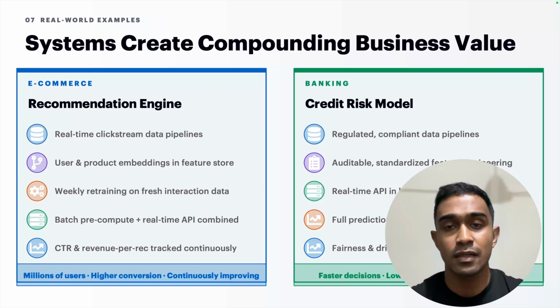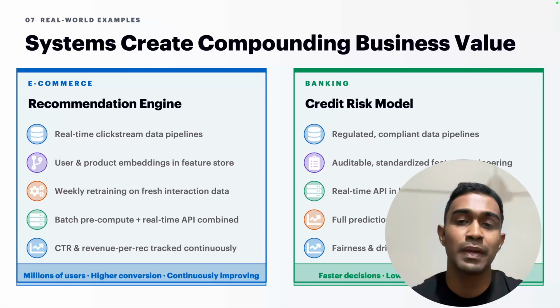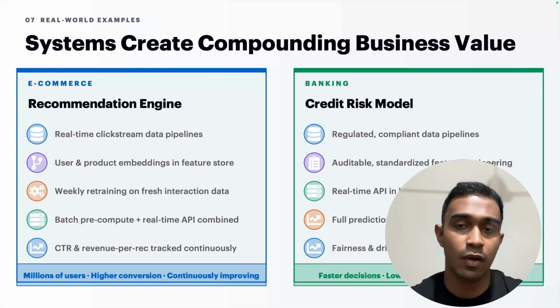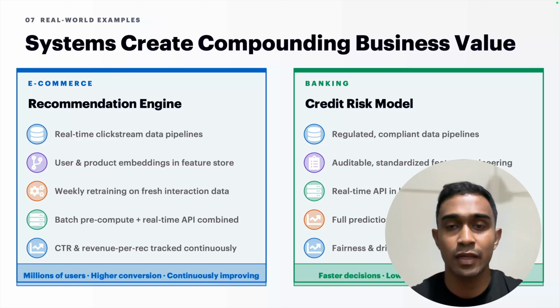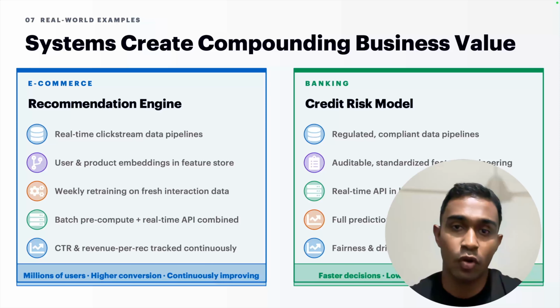Batch inference runs overnight to pre-compute recommendations for all users, while a real-time API adjusts those recommendations during a session based on what the user is doing right now. And monitoring tracks metrics like click-through rate and revenue per recommendation. If those numbers drop, the system triggers a retraining cycle. The end result is millions of users get personalized shopping experiences, and the system continuously optimizes itself, driving steady growth in conversion and revenue.